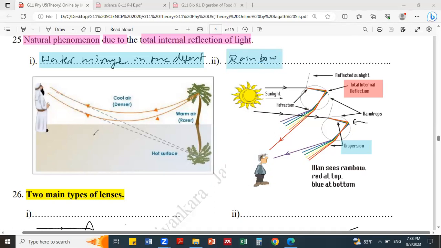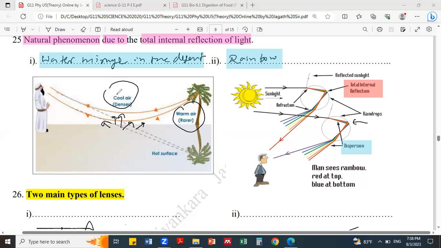Actually, daytime, students, the earth is hot. So heated air rises up. When heated air rises up, what happens? Close to the earth surface, the medium is rare. Upper layers are cool, that means a dense medium. When moving away from the earth surface, the density of air increases during daytime, because the gas molecules of the heated surface expand and density decreases. It acts as a rare medium.